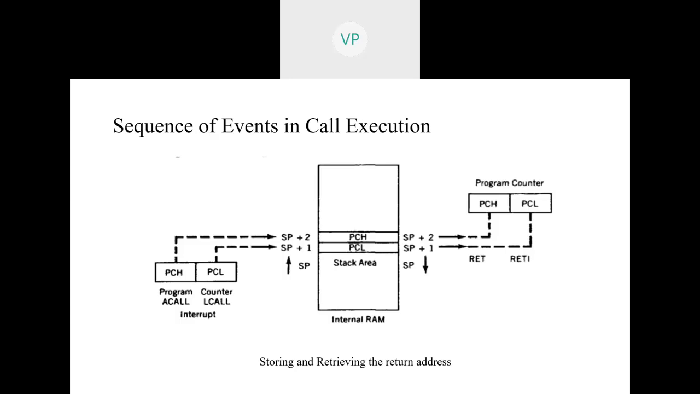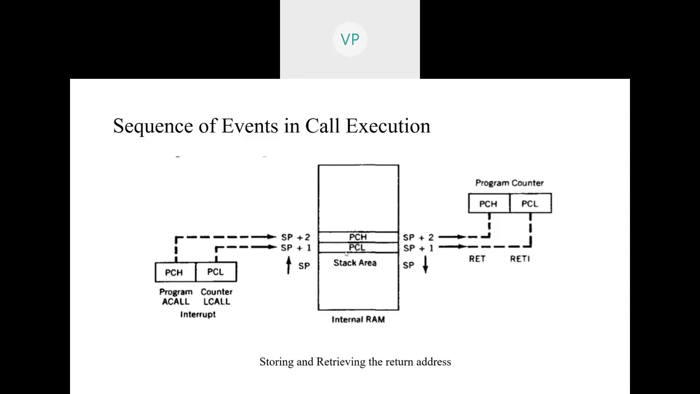Will stop running that program, right? And now the control has to go to the subroutine. Before the control goes to the subroutine, since the program counter is holding the address of the next instruction to be executed, that address needs to be stored onto the stack area. Since the program counter is a 16-bit register, the lower order byte of the program counter will be pushed onto the stack first.